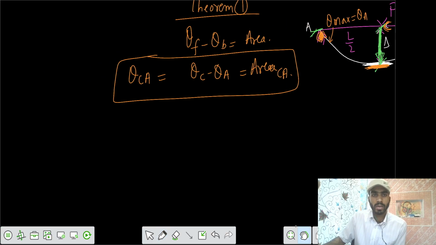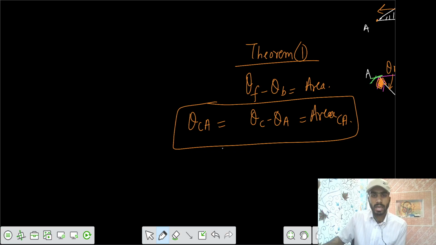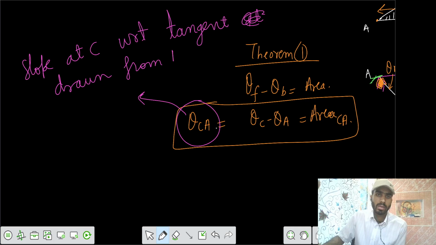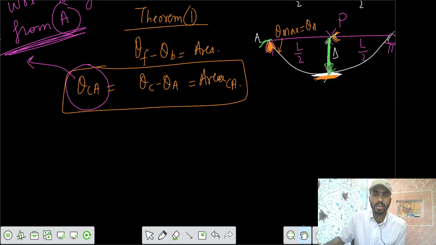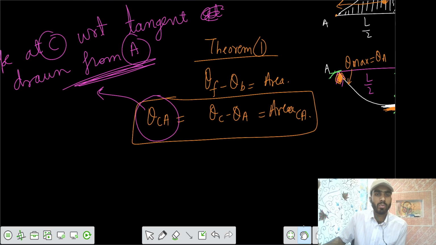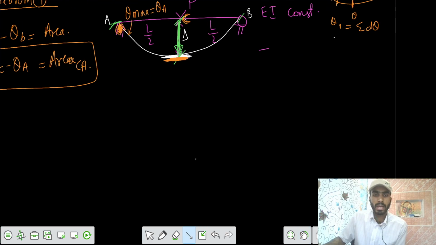The meaning of this notation is the slope at C with respect to the tangent drawn from A. So he says you draw the tangent from A, you see what the slope at C is with respect to that tangent, and that would be calculated as the area between the 2 points. So we need to get theta CA, but the tangent should be from point A.